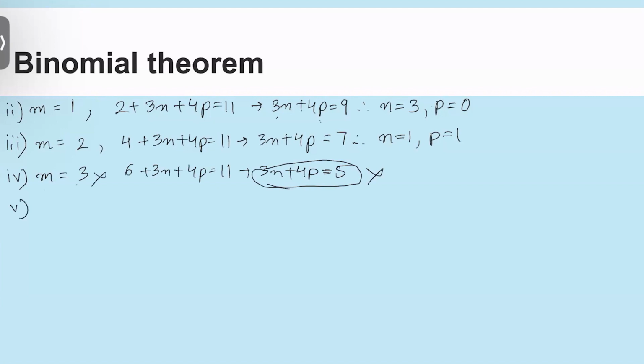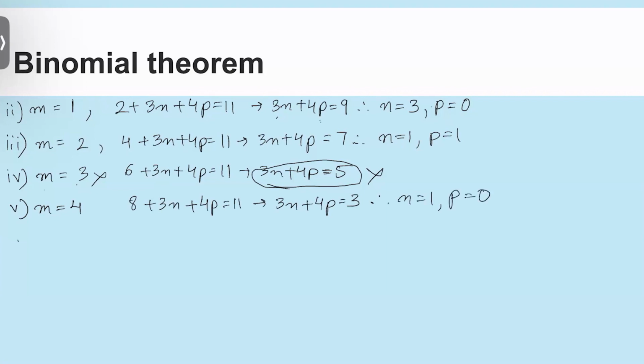So let's take the other one. Now the last one that we have is m is equal to 4. So when m is equal to 4, 2 into 4, you will have 8 plus 3n plus 4p is equal to 11. Then you will get 3n plus 4p is equal to 3. This is only possible if p becomes 0, so there is no 4, and n is equal to 1. This is n is equal to 1 and p is equal to 0.